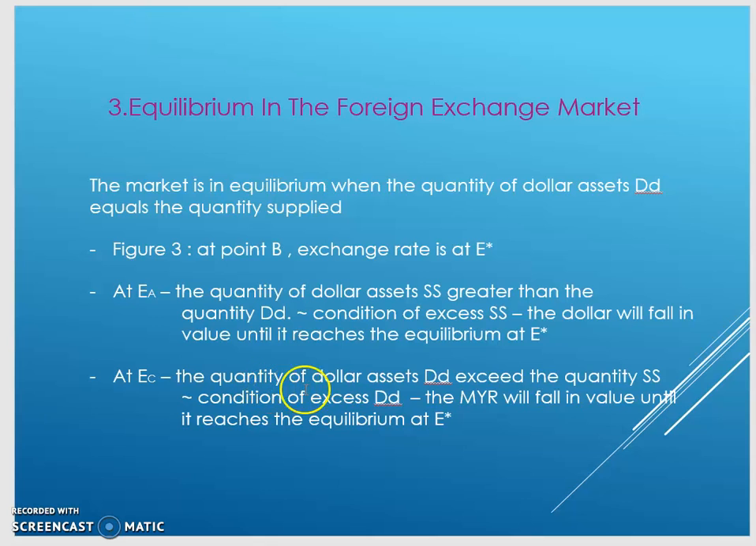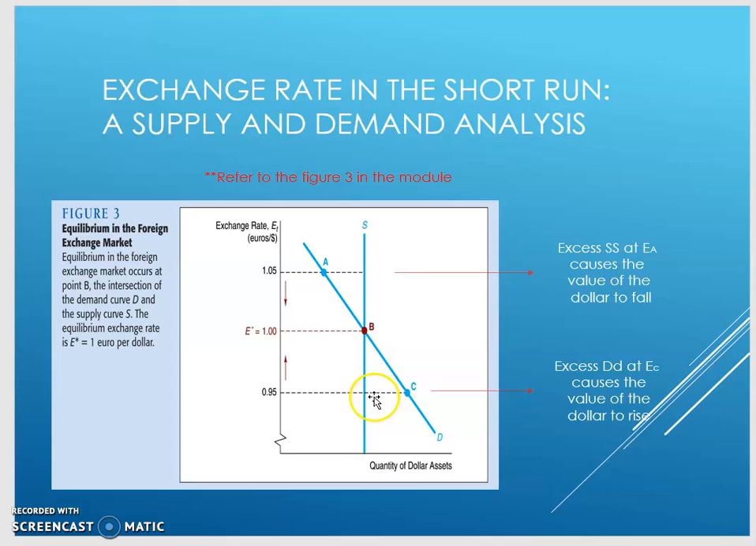At EC, the quantity of dollar assets demanded exceeds the quantity supplied. Under conditions of excess demand, the value of the dollar will rise until it reaches the equilibrium at E star. So at point C, it shows the excess demand, meaning the demand is greater than the supply, so it causes the value of the dollar to rise and reach the equilibrium at point B.